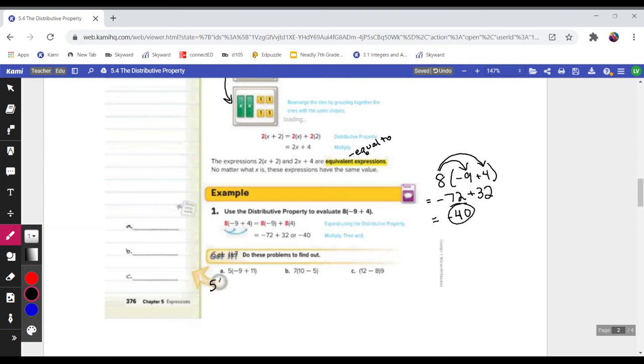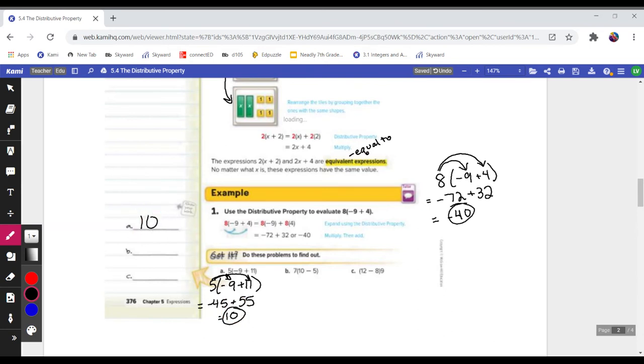So we have 5 times the quantity negative 9 plus 11. I'm going to take 5 times negative 9, which is negative 45, plus 5 times 11, which is 55. I'm going to combine those. Negative 45 plus 55 gives me an answer of 10. And if you want, you can write equals in front of all of these. So letter A is 10.